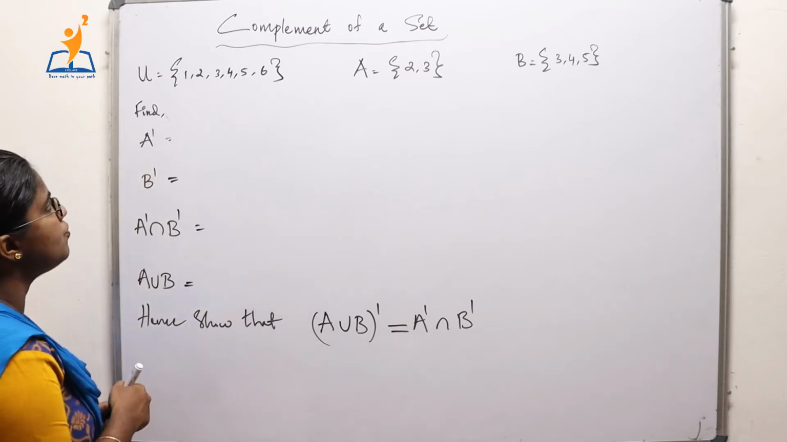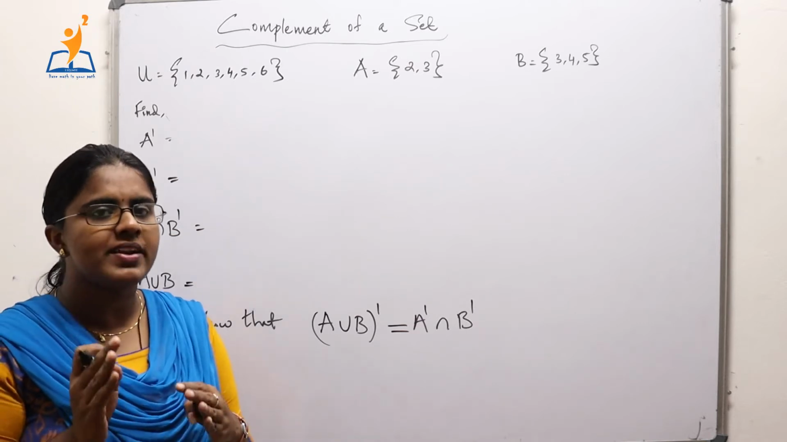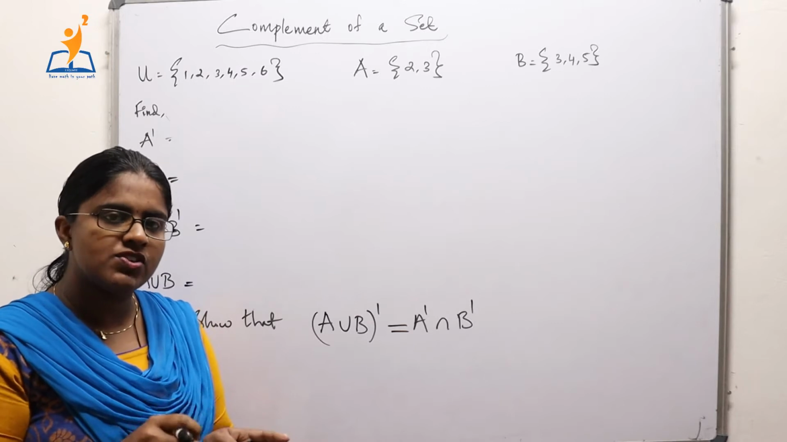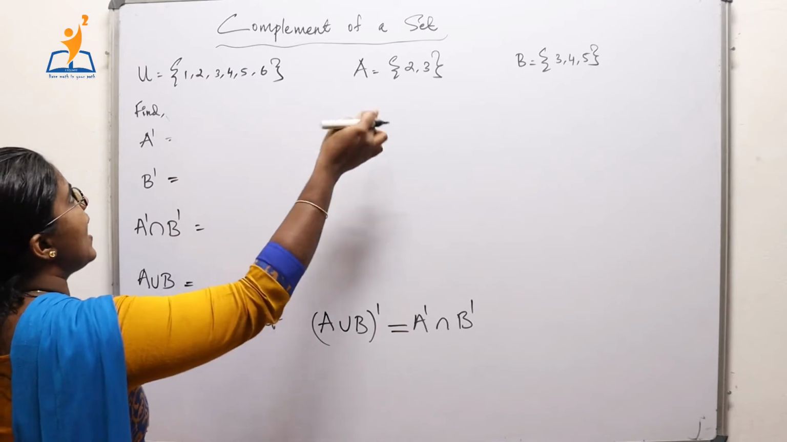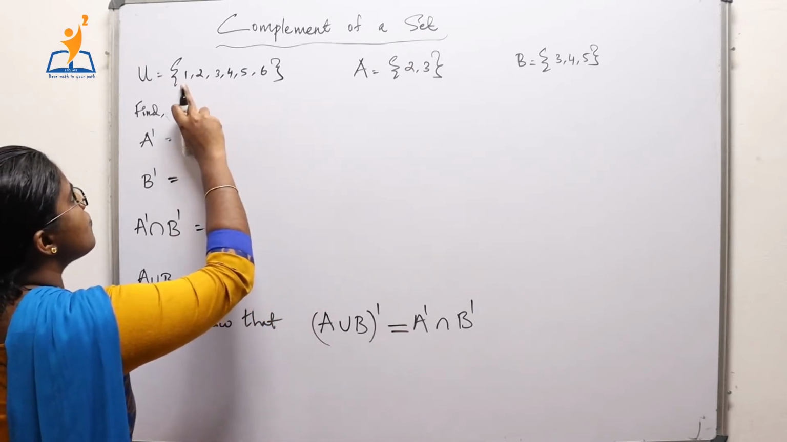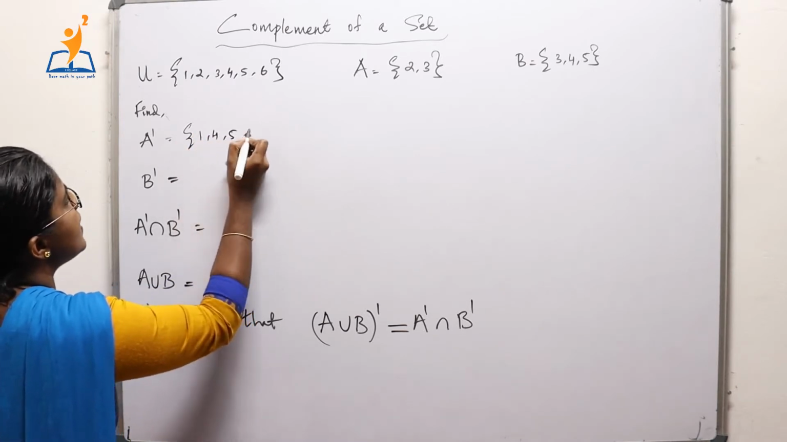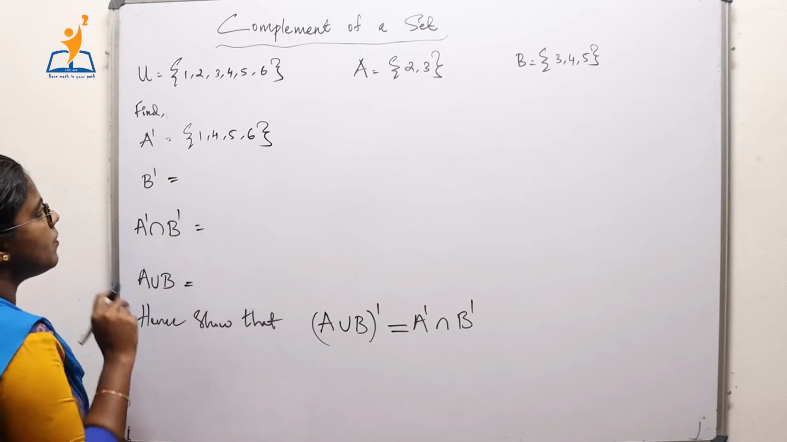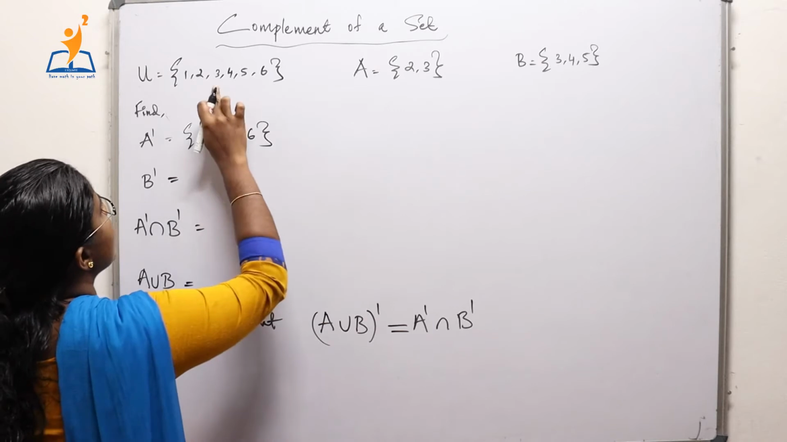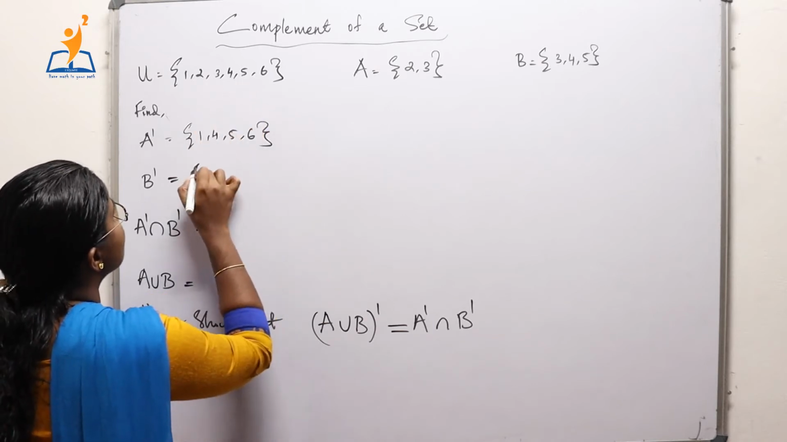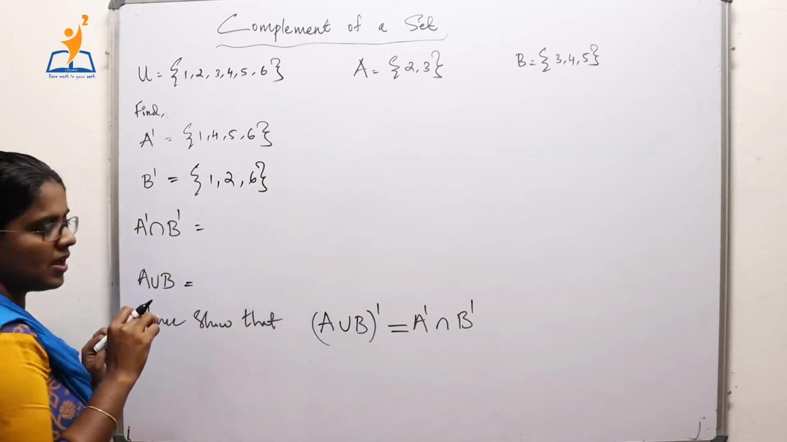Now first of all, we want to find A complement. What is A complement? A complement is the set of elements of U which are not present in A. So A contains 2 and 3. So except 2 and 3, we have 1, 4, 5 and 6 in U. So that will be our A complement. Now what about B complement? B contains 3, 4 and 5. So B complement contains, except 3, 4 and 5 from the universal set, 1, 2 and 6. So this is our B complement.